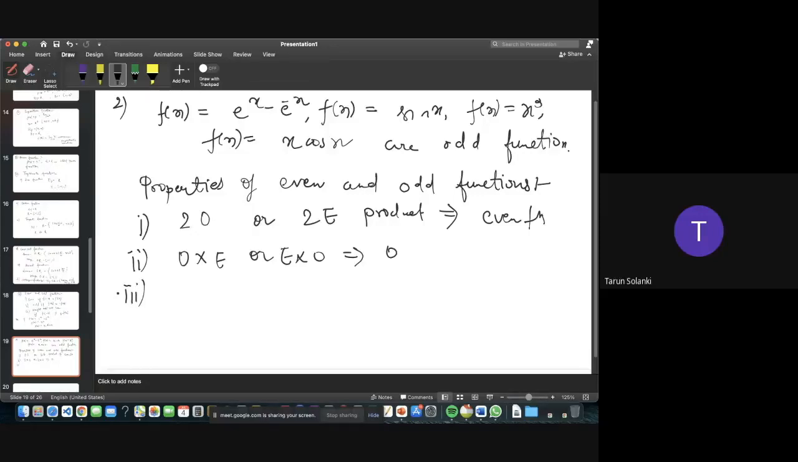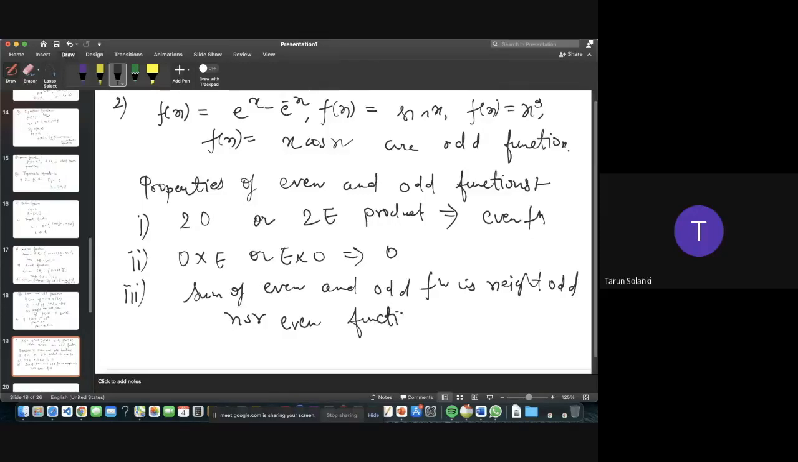The sum of an even and odd function is neither odd nor even function. Okay.